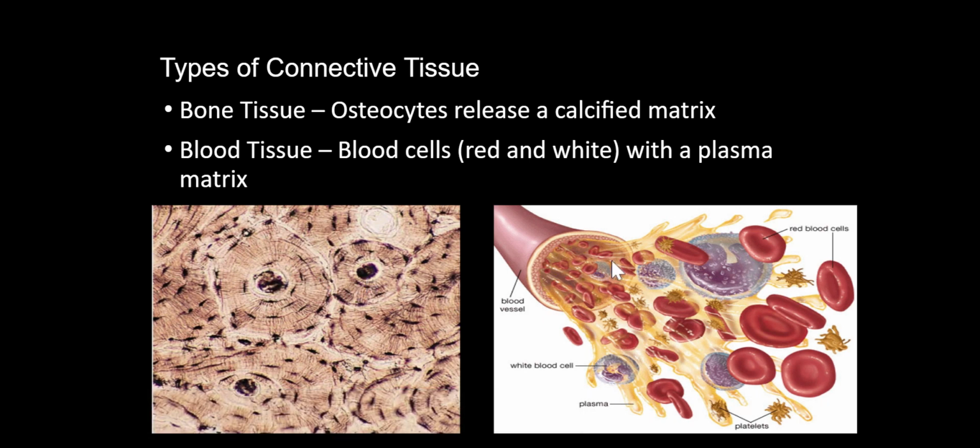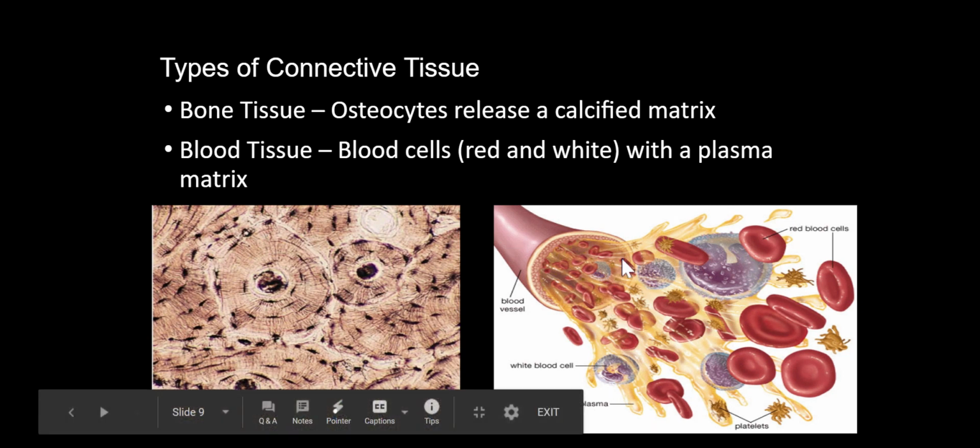And then blood tissue is technically a connective tissue. It's cells with a lot of space in between them, like most connective tissue does. But that space is plasma. It's liquid instead of being solid with fibers like the others. But blood is technically a connective tissue.